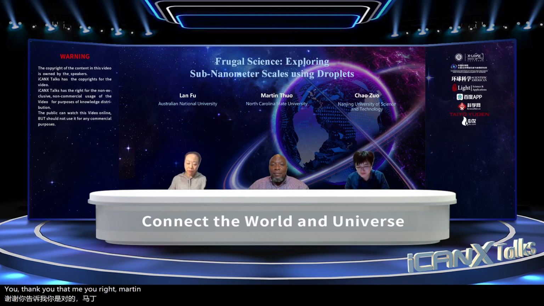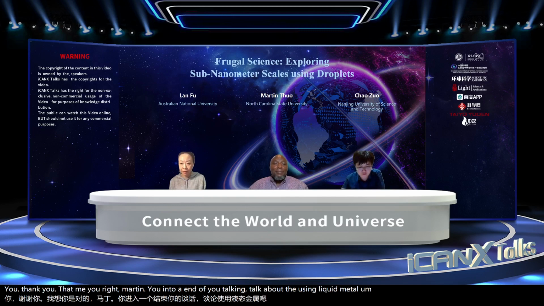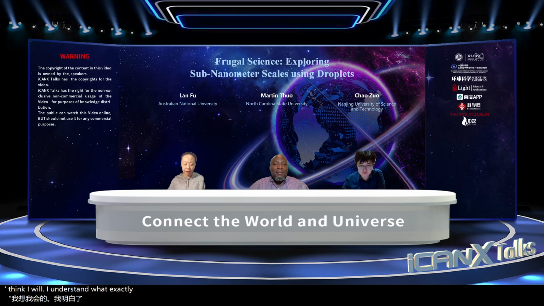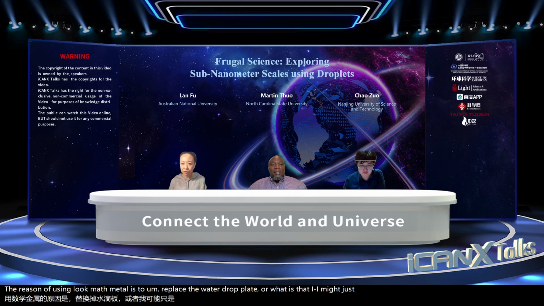Martin, towards the end of your talk, you talked about using liquid metal and that interaction. I don't think I fully understand what exactly you did there. Can you explain a little bit? Is the reason for using liquid metal to replace the water droplet, or what is that used for?